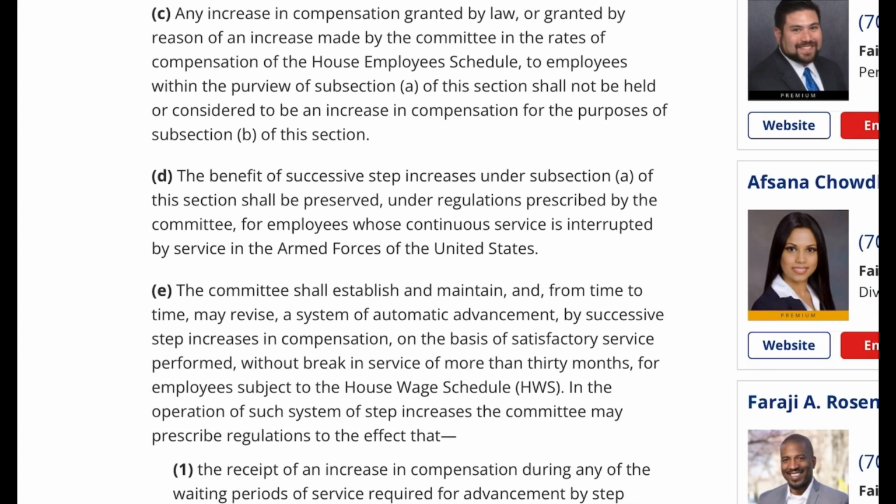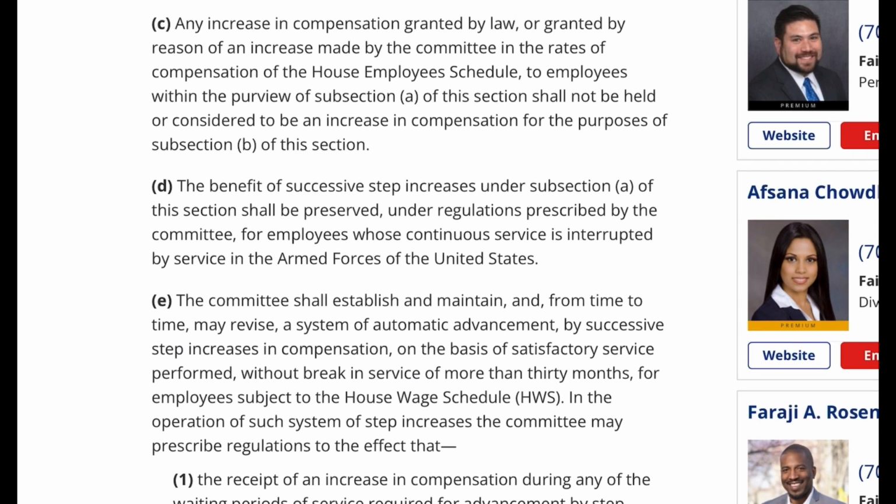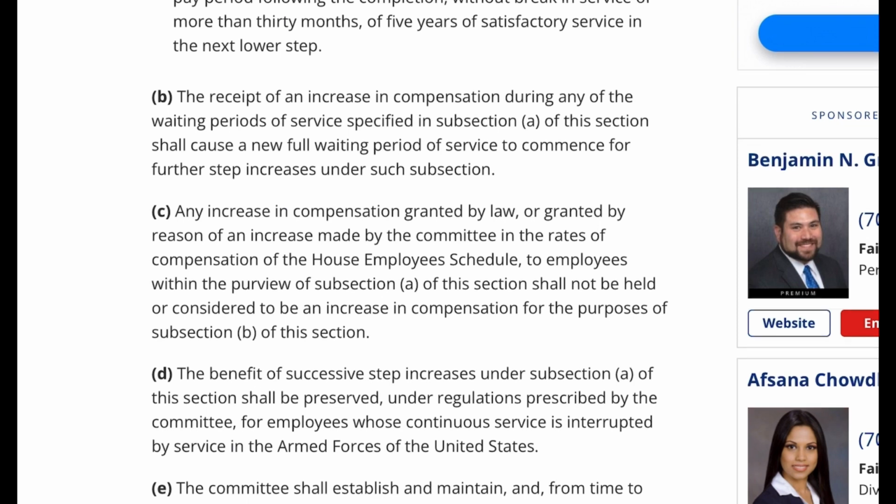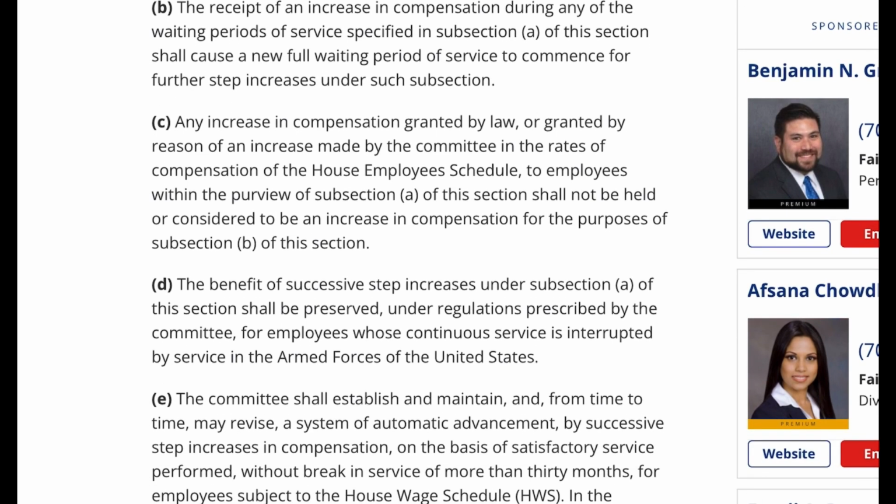B. The receipt of an increase in compensation during any of the waiting periods of service specified in subsection A of this section shall cause a new full waiting period of service to commence for further step increases under such subsection. C. Any increase in compensation granted by law, or granted by reason of an increase made by the committee in the rates of compensation of the House Employees Schedule, to employees within the purview of subsection A of this section shall not be held or considered to be an increase in compensation for the purposes of subsection B of this section. D. The benefit of successive step increases under subsection A of this section shall be preserved, under regulations prescribed by the committee, for employees whose continuous service is interrupted by service in the armed forces of the United States. E.